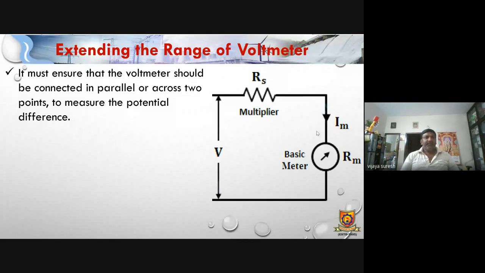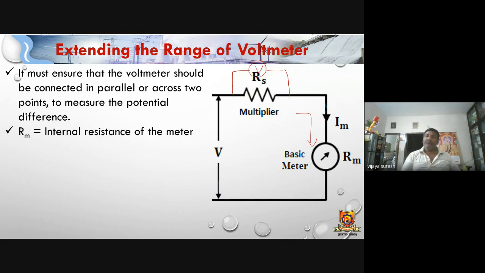Now we'll see the voltmeter should be connected in parallel, across the 2 points, to measure the potential difference. So here we are going to connect a voltmeter to measure how much amount of voltage is dropped across the multiplier and how much amount of remaining voltage can pass through the meter.